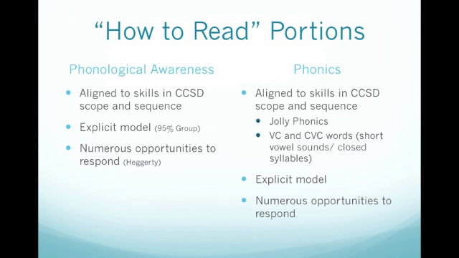The first part of your year would be teaching Jolly Phonics to help kids to learn their letter names and letter sounds. And then eventually throughout the year you would move on to VC and CVC words. This would be teaching kids the short vowel sounds and tying it to the closed syllable rules so that they understand why it has the short vowel sound. Just like with phonological awareness, you would want to make sure that you're doing explicit models and that kids would have numerous opportunities to respond.